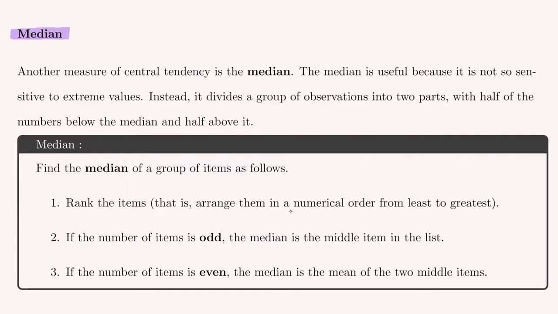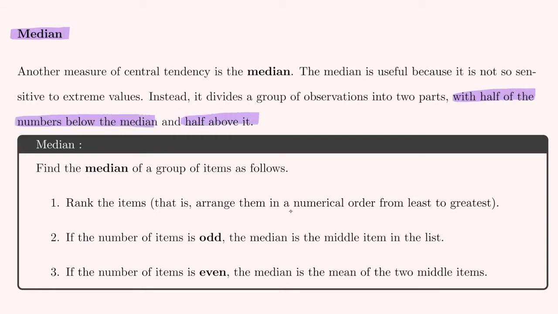Another measure of central tendency is the median. Now, the median is useful to find because it is not so sensitive to what we might call extreme values or outliers. Instead, it will divide the group of observations into two parts, with half of all the data observations lying below the median and the other half lying above the median.